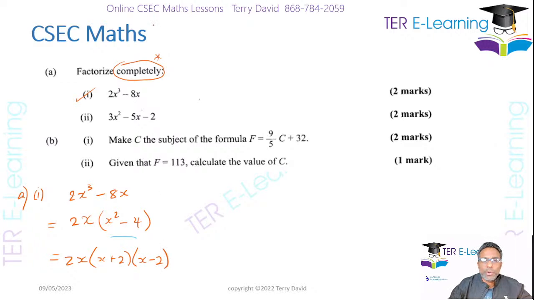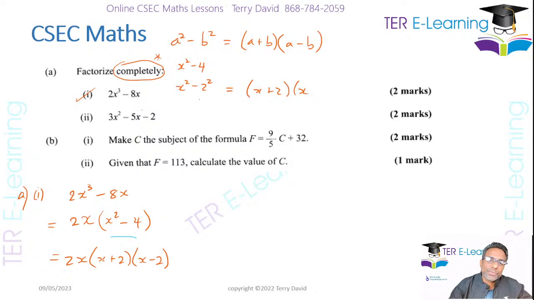Some of you might be wondering, where did he get that from? When you factorize any difference of two squares, it is equal to a plus b in one bracket, a minus b in the second bracket. That's what we call the difference of two squares. So if I have x squared minus 4, that's the same as saying x squared minus 2 squared. Therefore, this is going to be x plus 2, x minus 2. The next one that we have to factorize is 3x squared minus 5x minus 2.